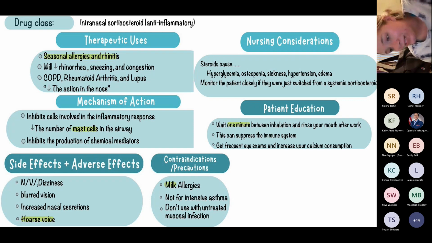What do we know about steroids? Puts you at risk for Cushing's, increases your blood sugar, gives you that buffalo moon hump. You have glucose intolerance, you have edema, increased risk of infection. So even though it's an intranasal corticosteroid, what do we know about corticosteroids?